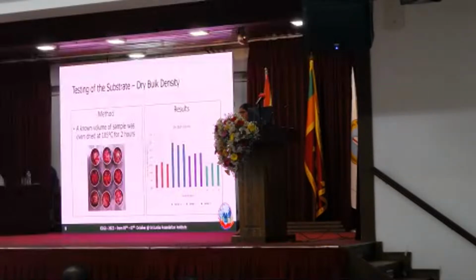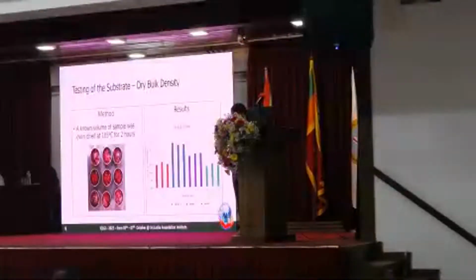In a green roof, we don't want a very low dry bulk density as well, because especially on a rooftop, the wind is very intense. So if the substrate is very lightweight, then it can be easily blown off.